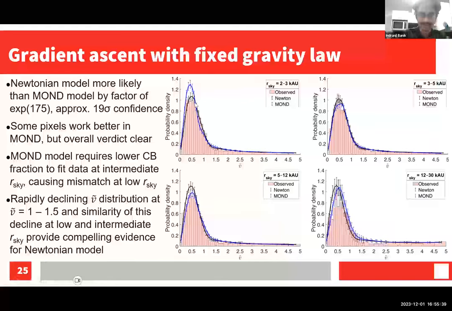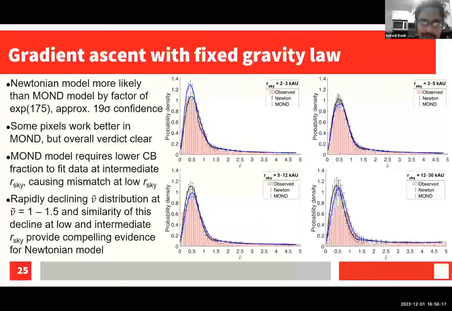What has happened is this: there's a fairly rapidly declining tail over the range of about 1 to 1.5, which importantly looks much the same in different R-sky bins. That's not how it's supposed to work in MOND, because the whole point is that the V-tilde distribution basically widens by 20% from low separations, which are like Newtonian, to high separations, which are supposed to be in this asymptotic regime with an extra 20% enhancement. So that's the first sign that, from our statistical analysis, MOND is in trouble.